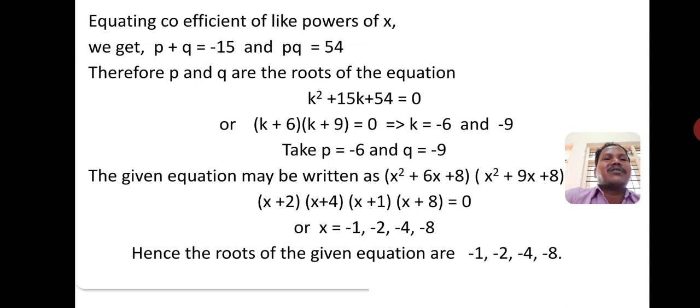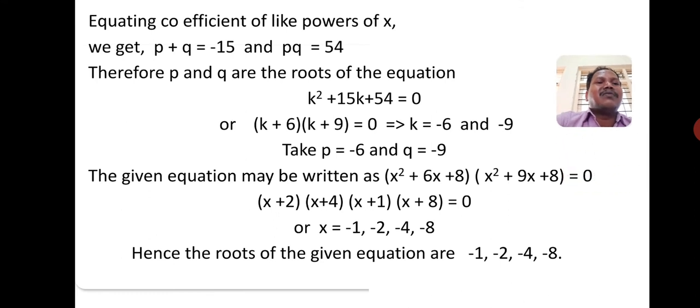Otherwise, these factors are k plus 6, k plus 9 equals 0. It follows that k equals minus 6 and k equals minus 9. Let us take p equals minus 6 and q equals minus 9. The given equation may be written as x square plus 6x plus 8 into x square plus 9x plus 8 equals 0. Now we factorize these biquadratic equations.